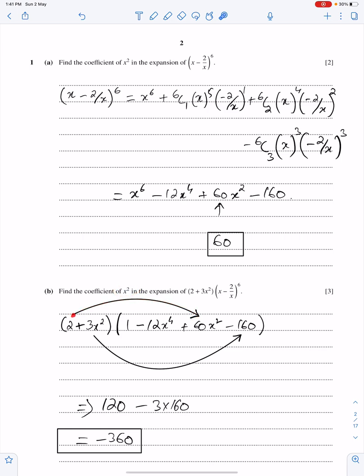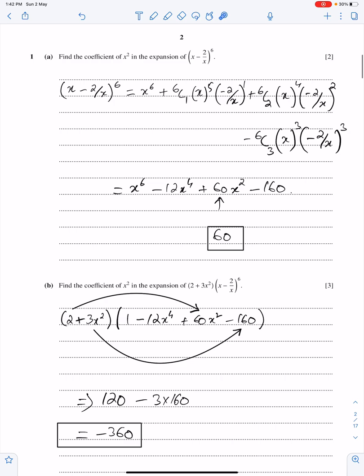So when you multiply 2 with this, you will get a coefficient of x square, which is 120. When you multiply this term with minus 160, you will get minus 3 times 160. Hence, the coefficient of x square is negative 360. Important tip: always expand the expansion in part 1, because the same expansion is used in the later part, and to make the later part simple.